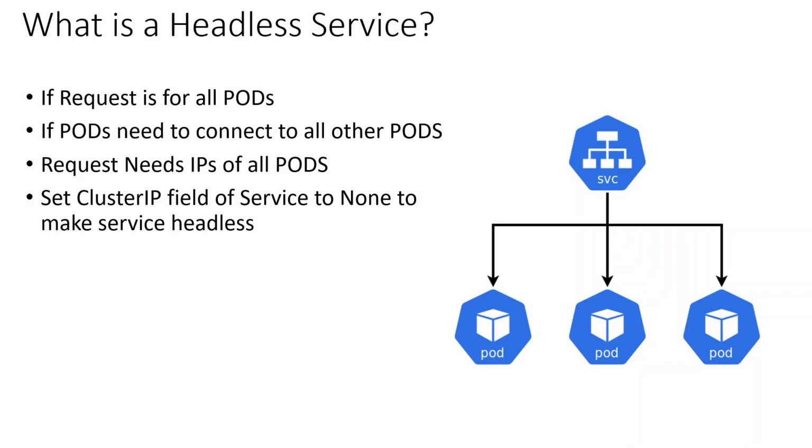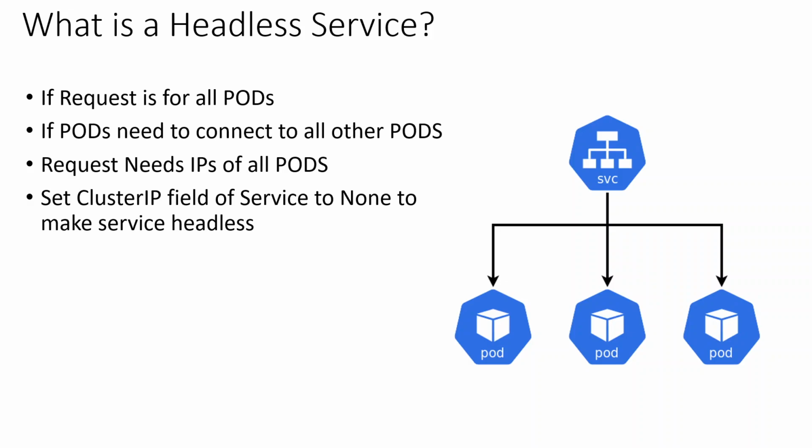Setting the clusterIP field in a service spec to None makes the service headless, as Kubernetes won't assign it a cluster IP through which clients would connect to the pods backing it. So that is pretty much the detail of headless services. Just to repeat the difference: in a normal regular service, you give the cluster IP address, but in the headless service, you set it to None.